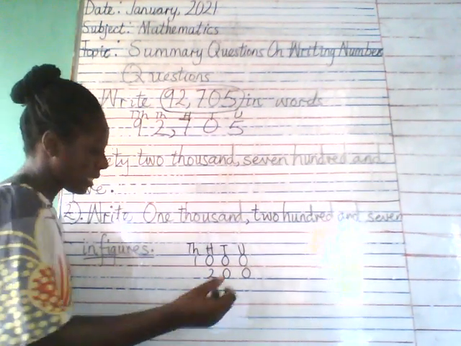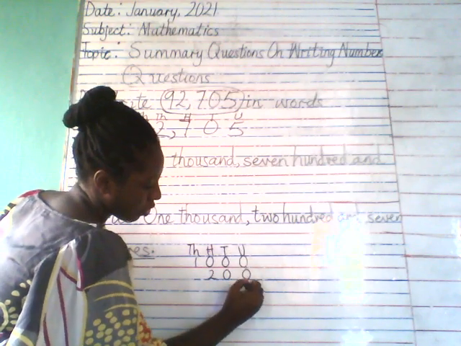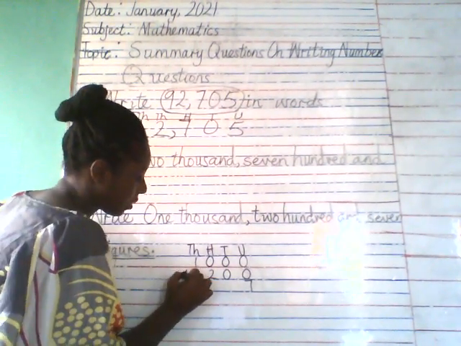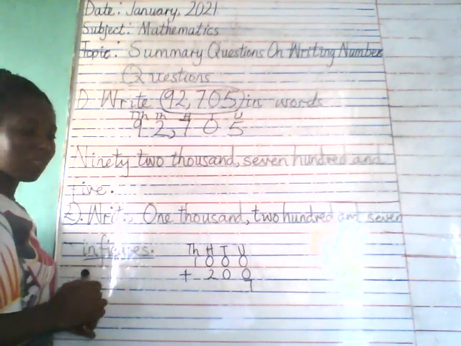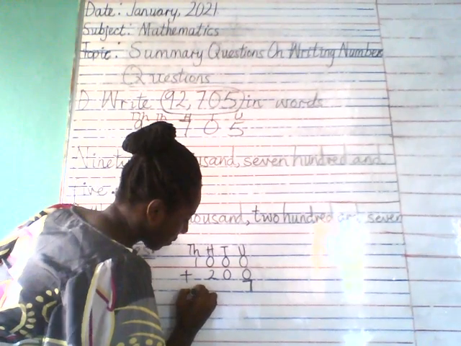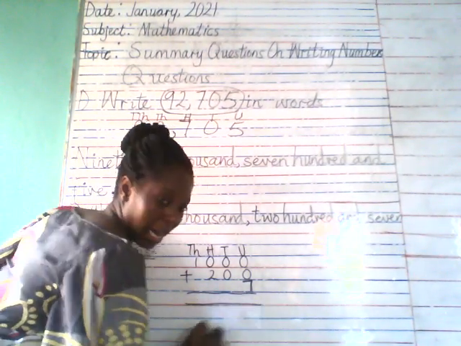Now how do we write 7? We write it under the last row, which is units. 7. Can you see that? Now what is the next thing we do? We have to add up. I believe you can see my 7. Now let's close the line and add.